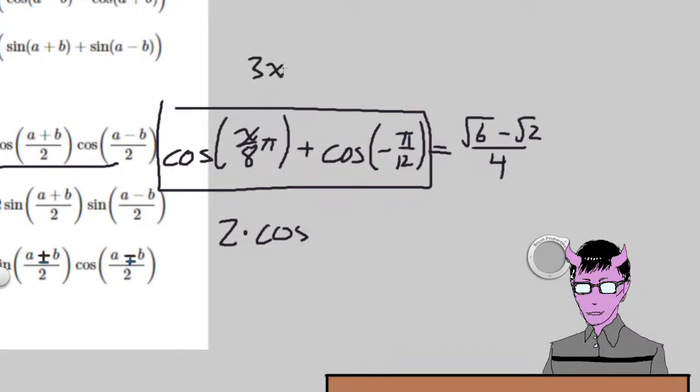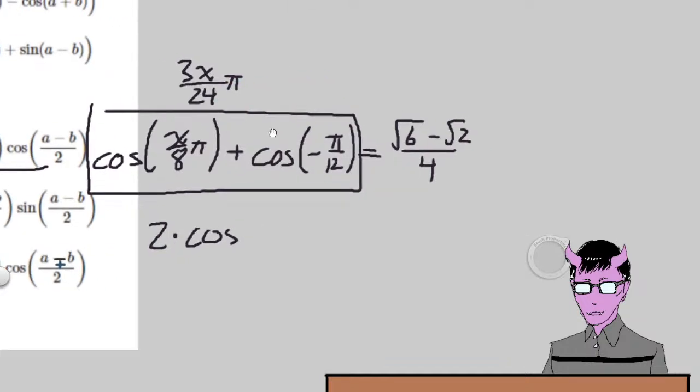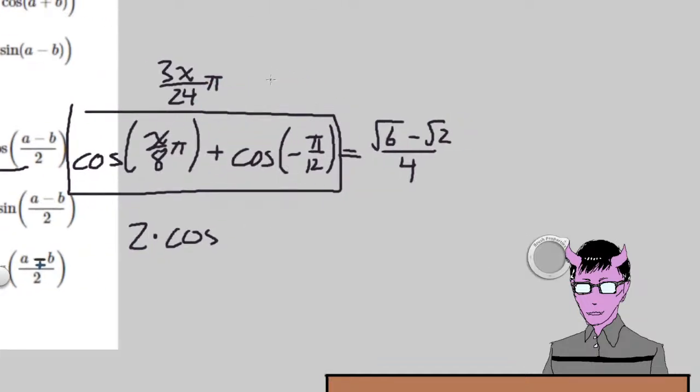So we have 3 pi on the side over 24. And this one, top and bottom times 2. So negative 2 pi on the side over 24. Alright.